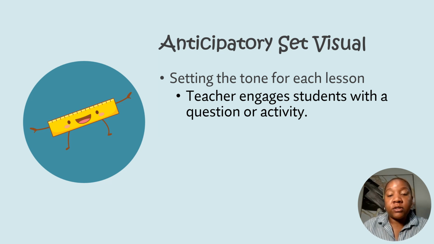Next, you want to know about the anticipatory set. This is where you set the tone for each lesson. The anticipatory set is what you use to hook your students at the beginning of the lesson. This could be a thought-provoking question, a quick demonstration, or a story. Its purpose is to engage students and get them thinking about the lesson topic. This is essential for sparking curiosity and setting the tone for your lesson.